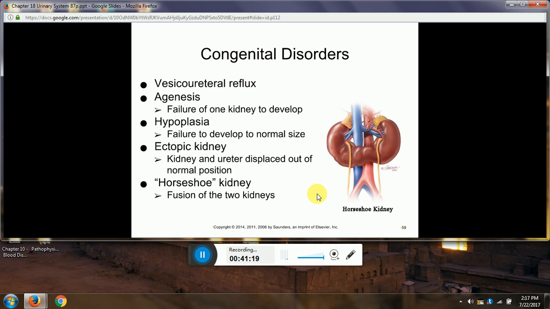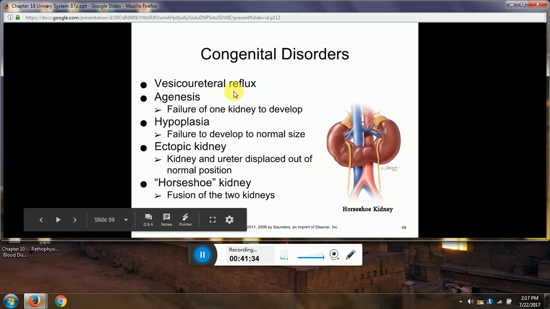Now for some congenital disorders of the urinary system, there is vesicourethral reflux. Remember that urine goes from kidney to ureter to bladder to urethra, and it should not go the opposite way. In a reflux, that means that it's refluxing in the opposite direction. So it's going from the bladder to the ureter.